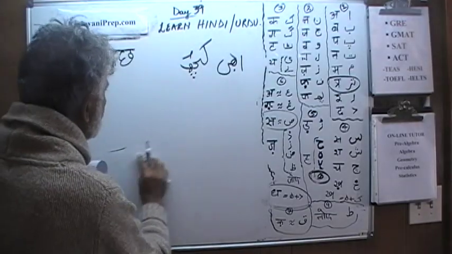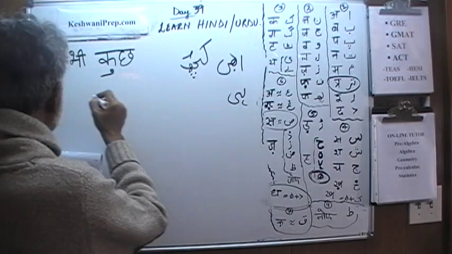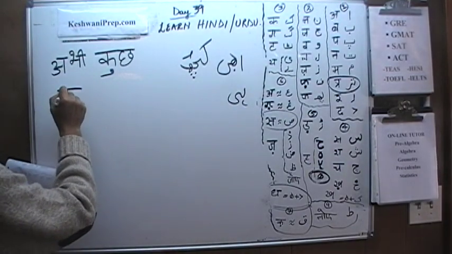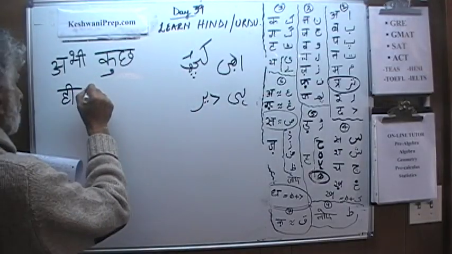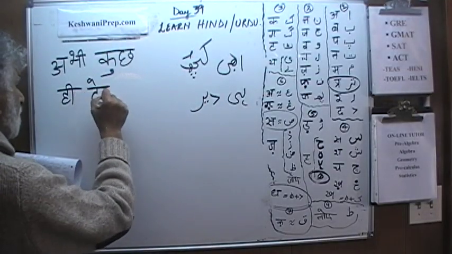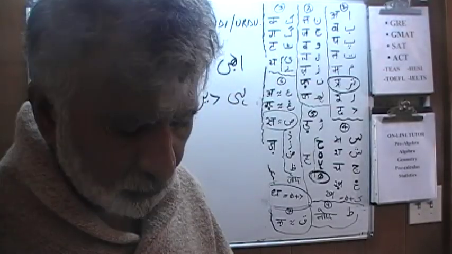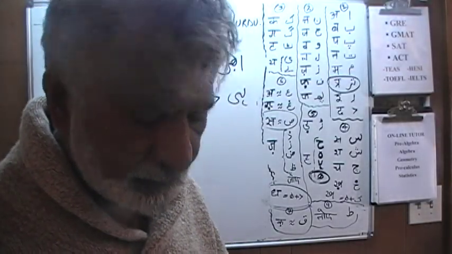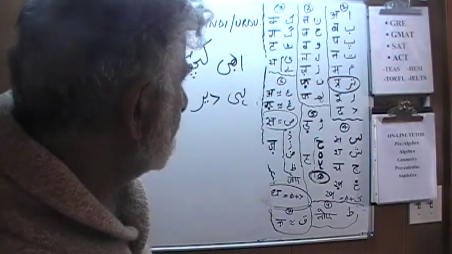Abhi kuch hi der pehle. Just a little while ago, that's what it means. Abhi kuch hi der pehle. Just a little while ago.